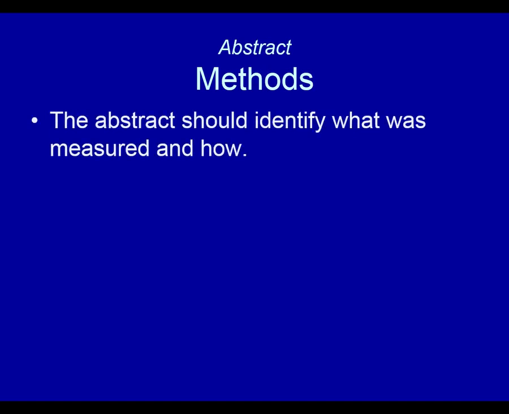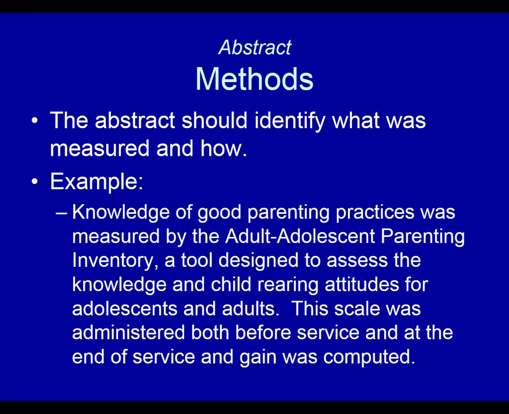How about what should you say in regard to the research methods used when you're writing your abstract? The abstracts identify what was measured and how. Here's an example. Knowledge of good parenting practices was measured by the Adult Adolescent Parenting Inventory, a tool designed to assess the knowledge and child-rearing attitudes for adolescents and adults. This scale was administered both before service and at the end of service, and gain was computed.